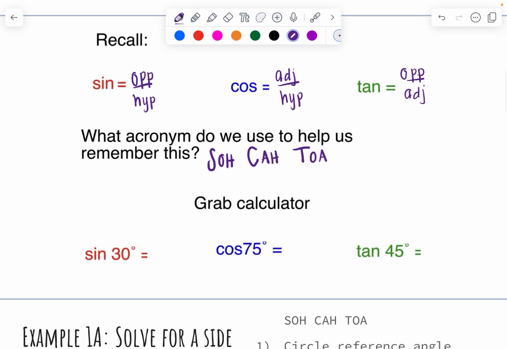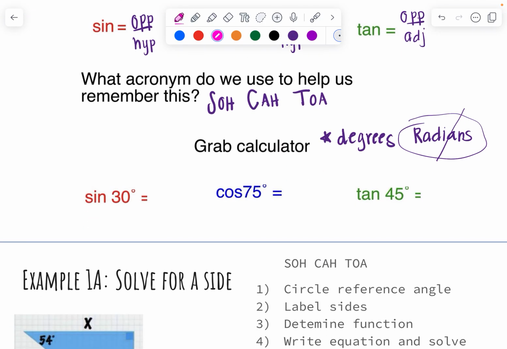So grab whatever calculator you're using. You need to make sure that it's in degrees, not radians. Different calculators have different ways to switch between degrees and radians. So your best bet is to just Google whatever calculator you're using and ask, how do you switch it from degrees to radians? Whether it's on your phone, on your iPad, a graphing calculator, or a scientific calculator, they all have different ways of switching back and forth.